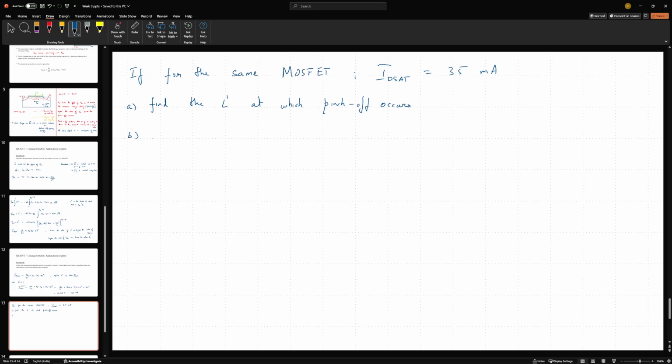The second question is find the value of VDS for the same current. Okay, so now I know at L dash equal to 10 micron, 10 micrometers, we have ID sat to be 25 milliampere.